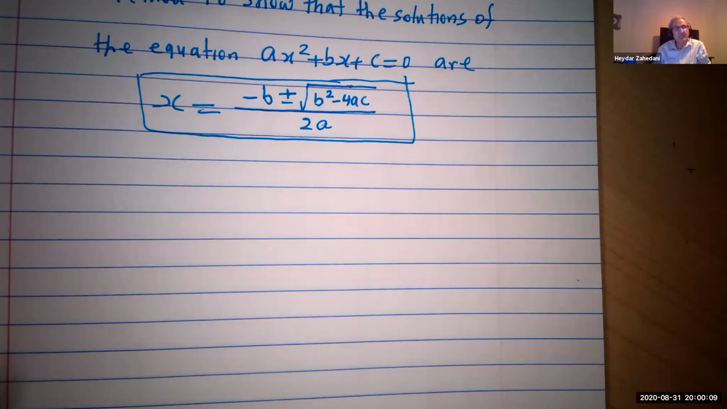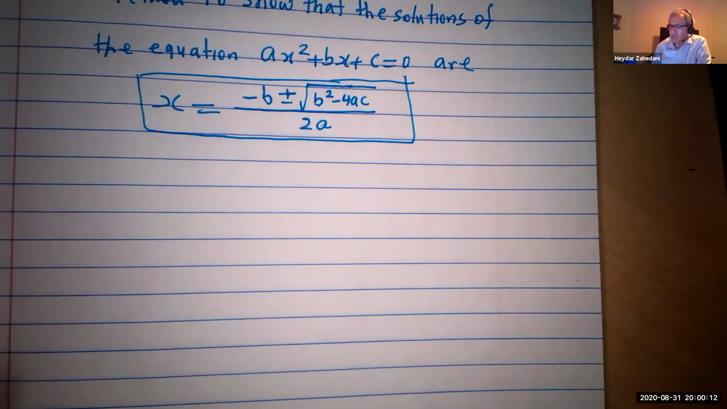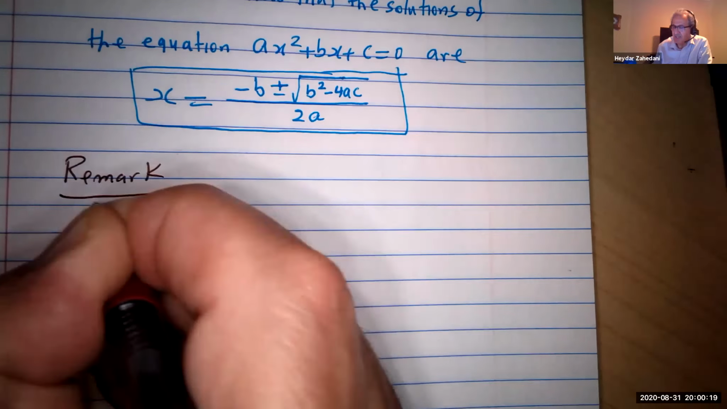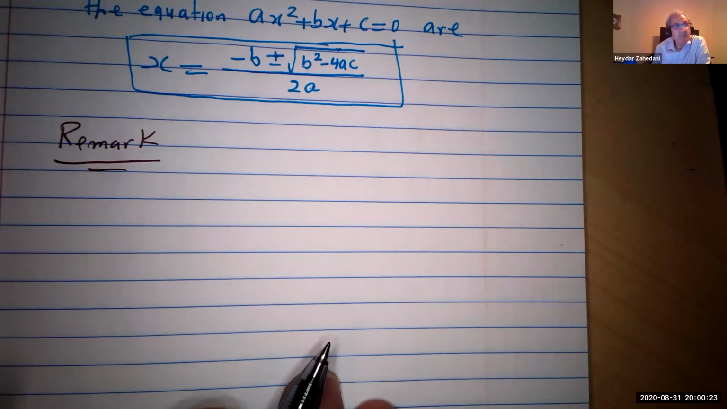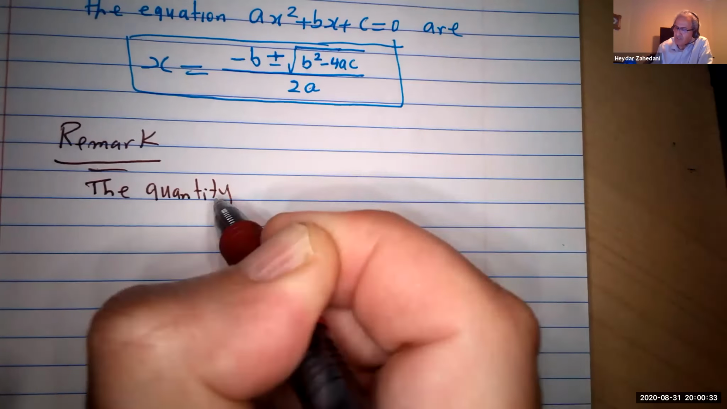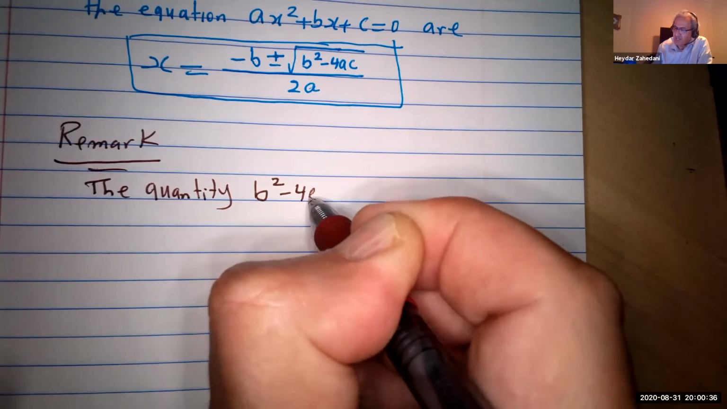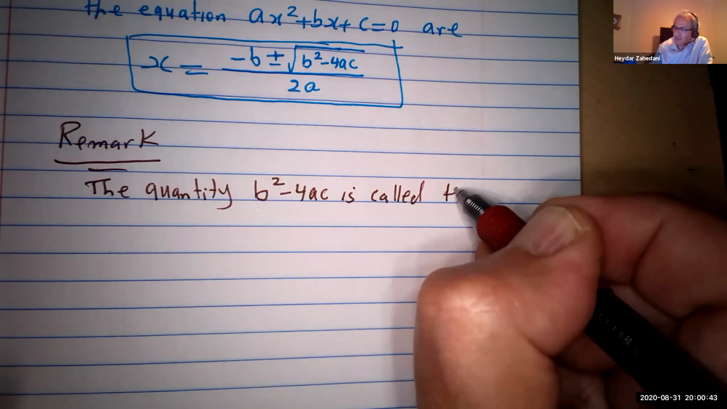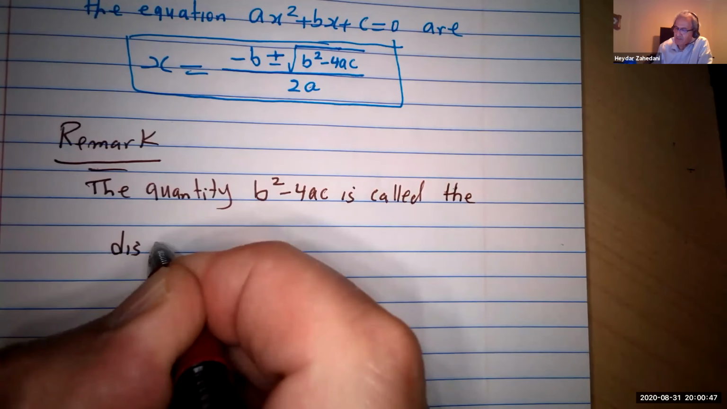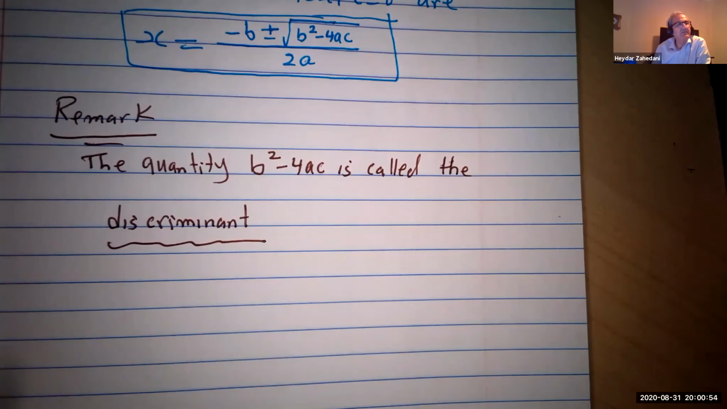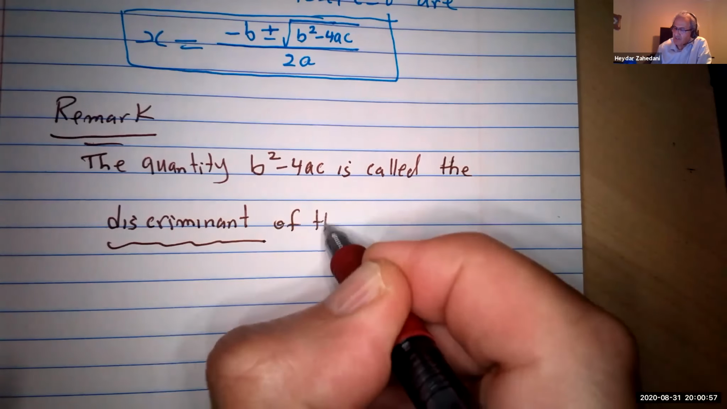So they give this expression a special name, okay? We are going to give you a remark. It's up to you, if you don't like this notation, just ignore it, but that would be useful. So the quantity b squared minus 4 times a times c is going to be called the discriminant of the equation.